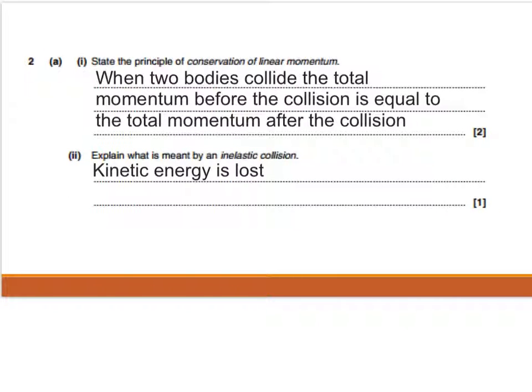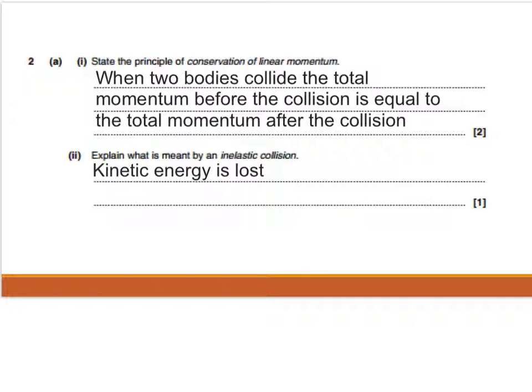So on to some questions. To start with, we have some straightforward definitions. We're asked to state the principle of the conservation of momentum, so we need to say that when two bodies collide, the total momentum before is equal to the total momentum afterwards. It's important here to state that we're talking about the total momentum, and also the mark schemes like to see the word collision or interaction in there of some sort, so you have to imply that the bodies aren't just sitting there beside each other.